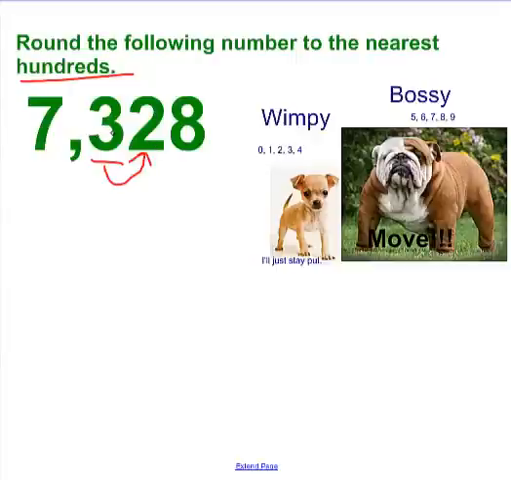So that 3 is going to stay put. And everything behind it is going to turn to a 0 because we are looking for the nearest hundreds. In this case, 300 is the nearest hundreds, but we have to remember that you have to include the numbers that are in front. You can't forget the thousands. So 7,328 is closer to 7,300 than it is to 7,400. It's only 28 away from the 300, and yet it's a long way away from the 400.